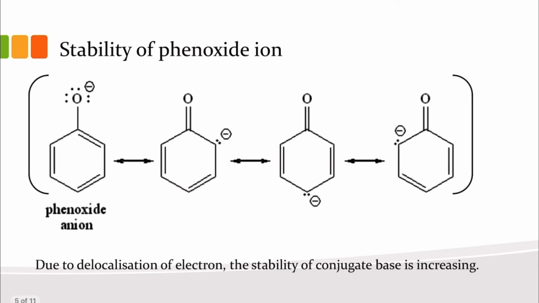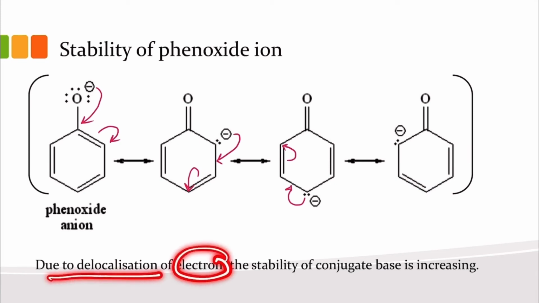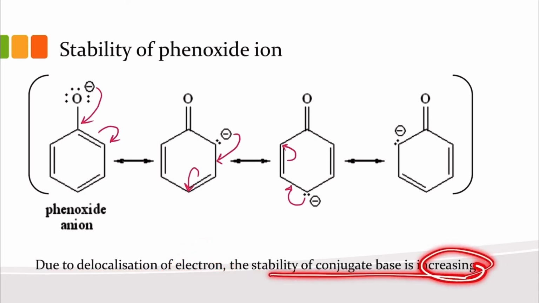So this is how the delocalization of electron happens in the phenoxide ion. Due to delocalization of electron, the stability of the conjugate base is increasing.